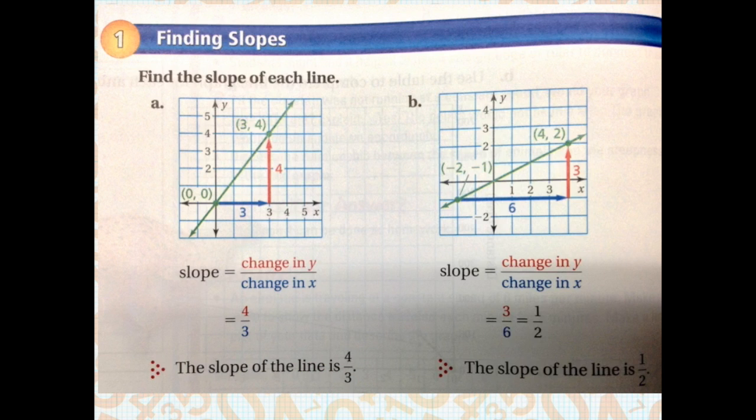Look at example B. You can see that this is another line, and even if you just look at both of them, this one has a little shallower steepness. Well, how much less is that? Let's look. The change in y over the change in x. You can see that x is 6 and y is 3. So you're going to have 3 over 6, which is reduced to 1/2. That is the slope.